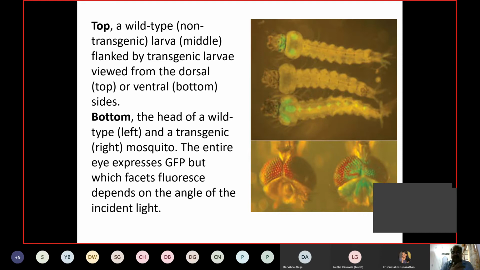So here in the top picture, if you see, the middle one is not glowing. So it is the wild mosquito larva, and it is flanked by two larvae, both of which are transgenic mosquito larvae, because you can see that the green fluorescent is glowing, particularly across the dorsum line of the lower mosquito, which is a very characteristic feature of the fluorescent, as we see in Drosophila melanogaster also.